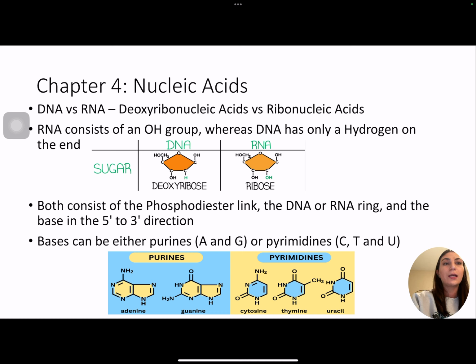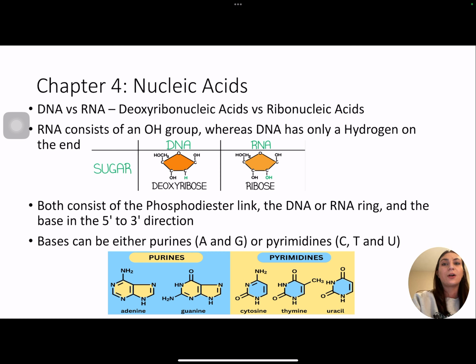When it comes to nucleic acids, we have DNA and RNA. DNA stands for deoxyribonucleic acid, whereas RNA is ribonucleic acid. RNA consists of an OH group attached to its sugar, whereas DNA only has a hydrogen at the end of its sugar instead of an OH group.